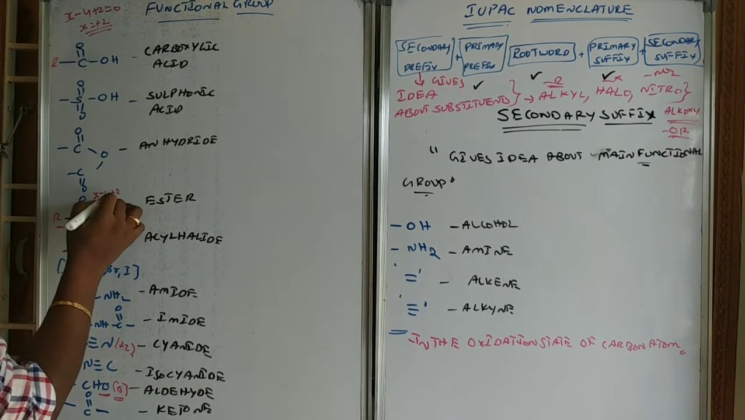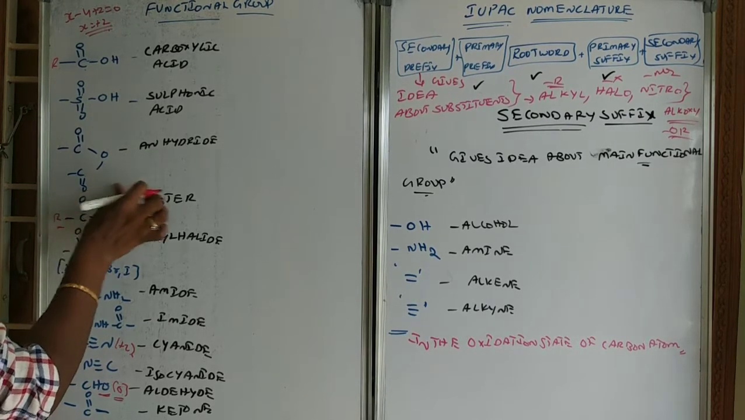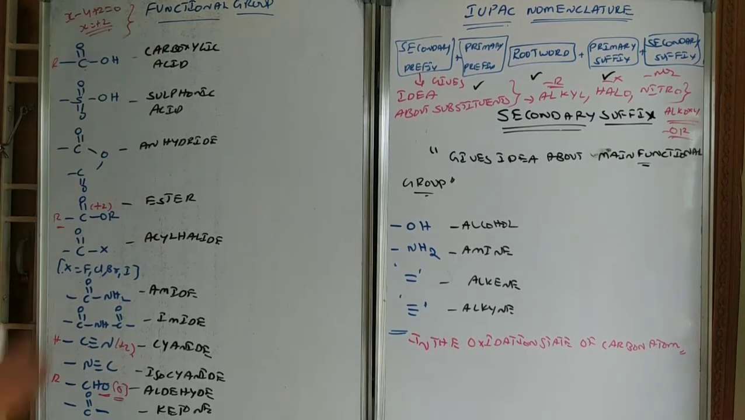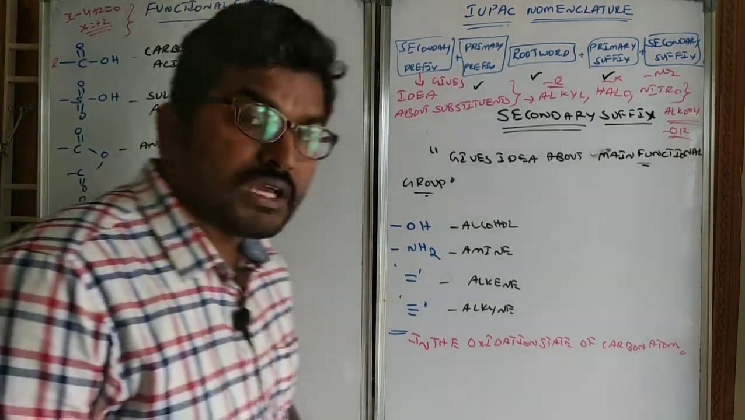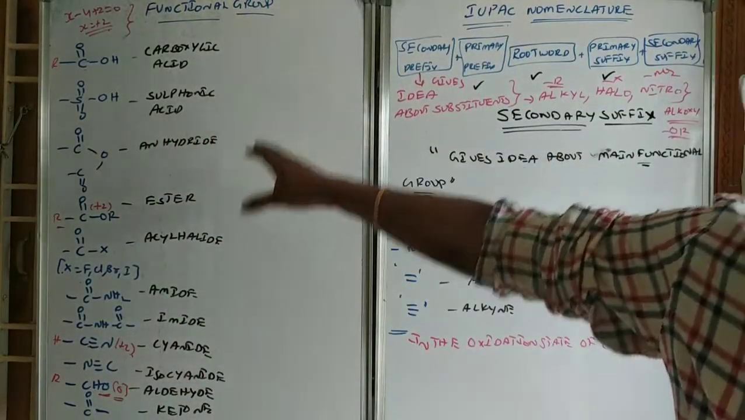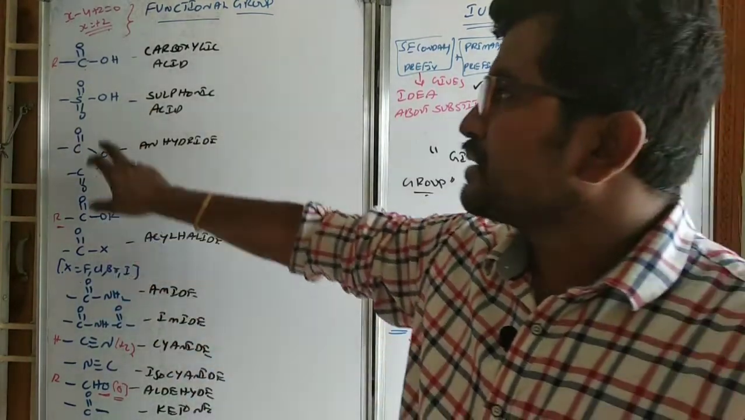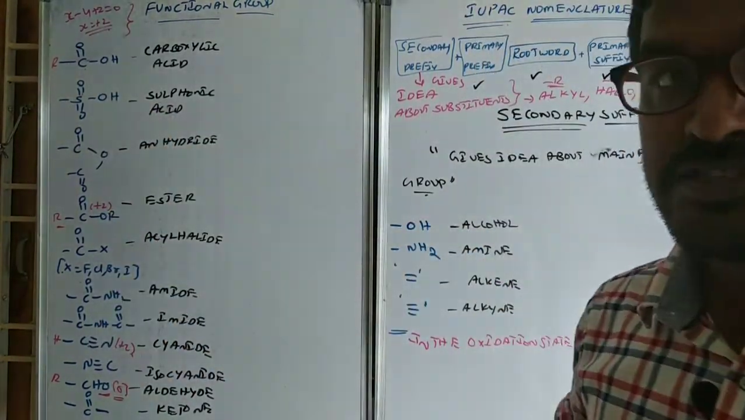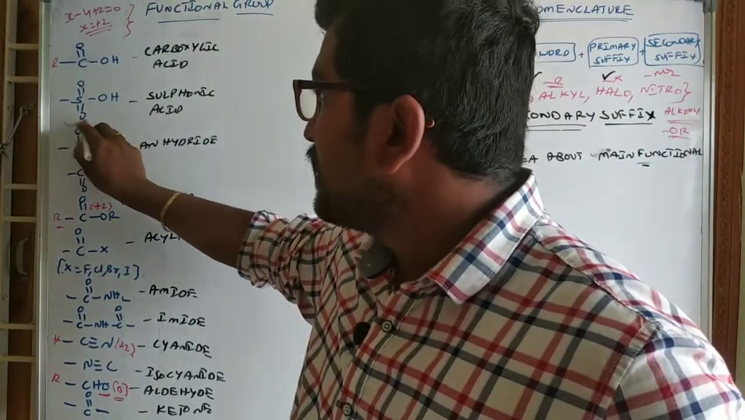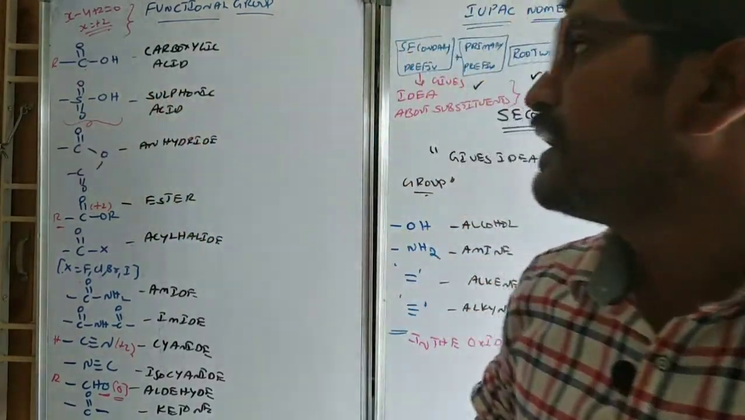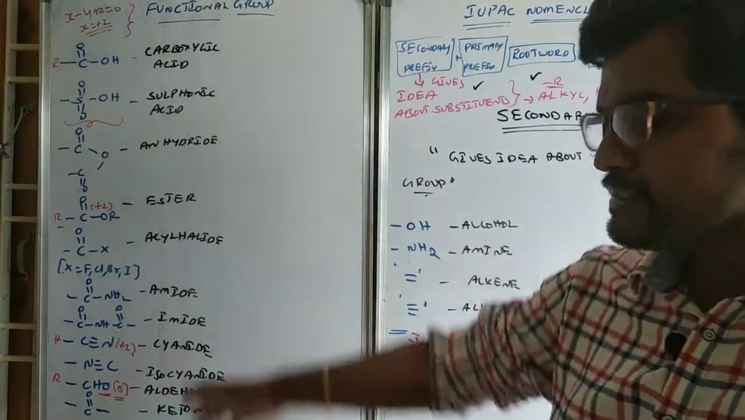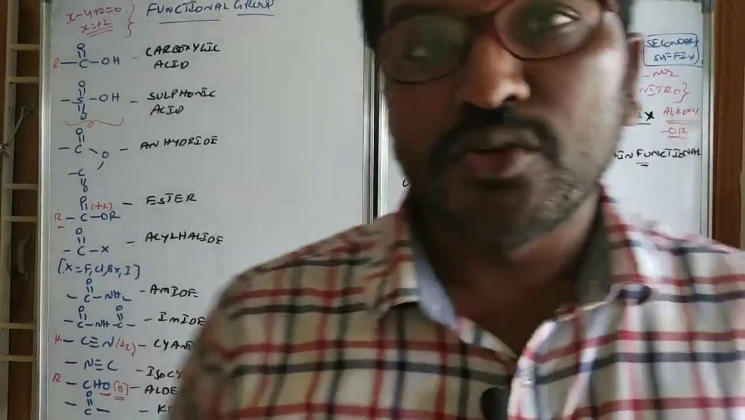So that's why that is also plus 2 will come. The highest oxidation state of carbon atom will be at the top, and the lowest oxidation state of carbon will be at the bottom. Based on the oxidation state they have mentioned, and based on the electronegativity of the atom attached to it, this is the order you have to remember. Sulfonic acid will be here. Like this we can have the functional groups order.